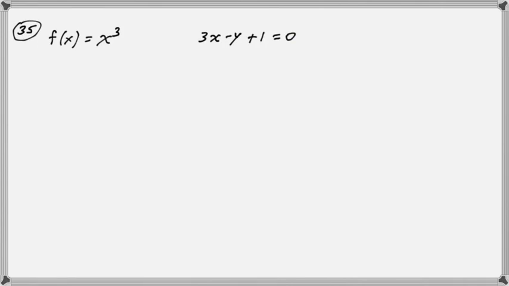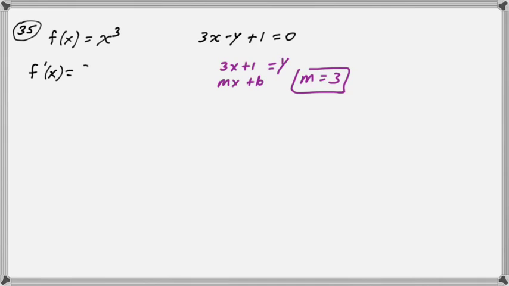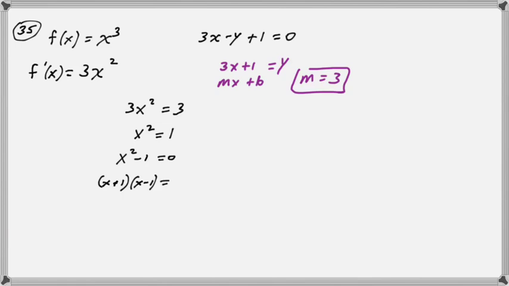If I just simply add the y over, what's y going to equal? 3x plus 1, mx plus b. The slope is 3. So I want to find the derivative. The derivative would be power base, 1 less power. That is also the slope. So I want the slope to equal the slope because we're talking about parallel lines. Parallel lines have the same slope. So if you were to solve this, you'd get positive 1 and negative 1 as your x values.